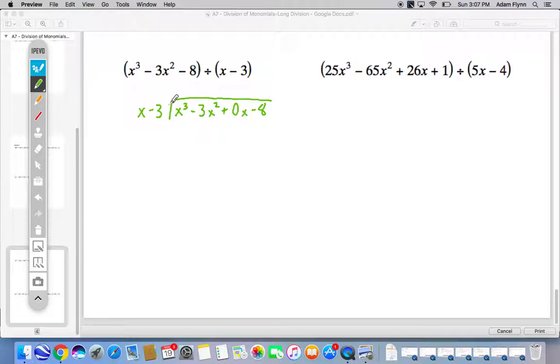So x cubed divided by x is x squared. X times x squared is x cubed. Negative 3 times x squared is negative 3x squared. Change my signs. So x cubes cancel. Negative 3x squared plus 3x squared cancels. So I get 0x squared. Now I'll bring down everything else.